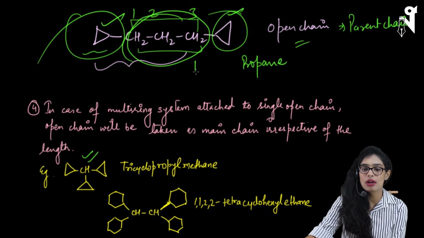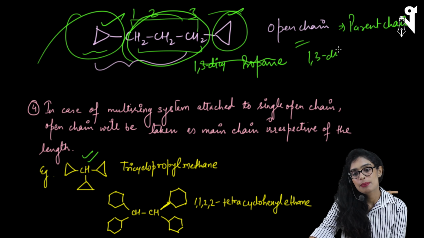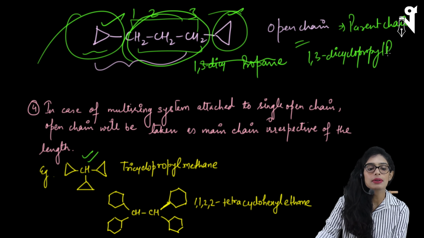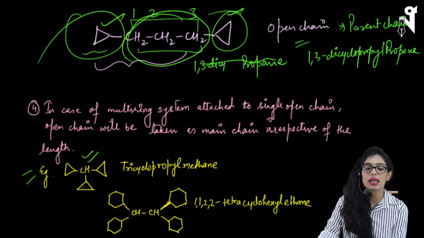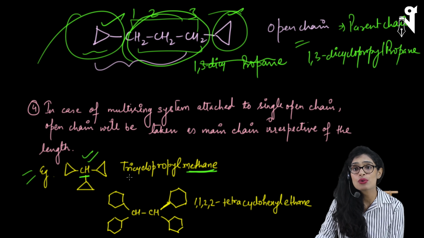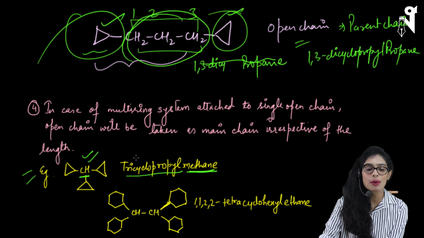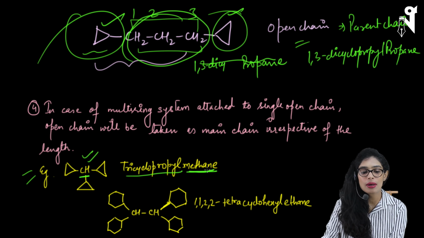My bad, I'm just running out of space. So 1, comma 3 dicyclopropyl propane. That's how the naming will be. Look at this example. So this is also 1 carbon over here and the main chain is methane and we'll be writing it's tricyclopropyl. Why I have not mentioned any positions over here? Because there is no other possible position. There is only 1 carbon over here. Okay, so tricyclopropyl methane.